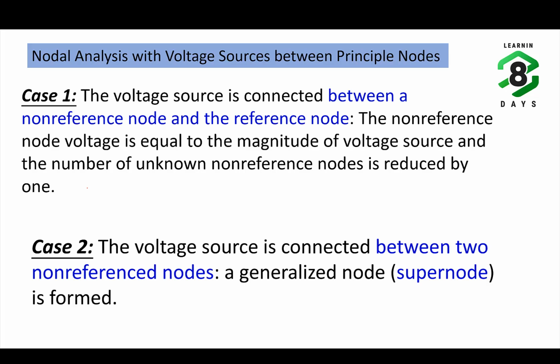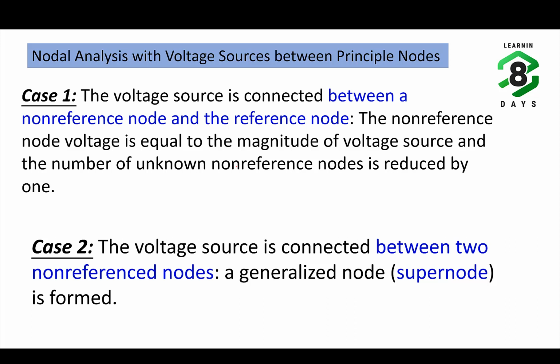Now we will see nodal analysis with voltage sources between the principal nodes. For example, if a voltage source is connected between a non-reference node and a reference node, then the non-reference node voltage is equal to the magnitude of the voltage source, and the number of unknown non-reference nodes is reduced by 1. Once a direct voltage source is connected between a non-reference node and a reference node, no longer is that non-reference node voltage unknown, we can directly get that voltage.